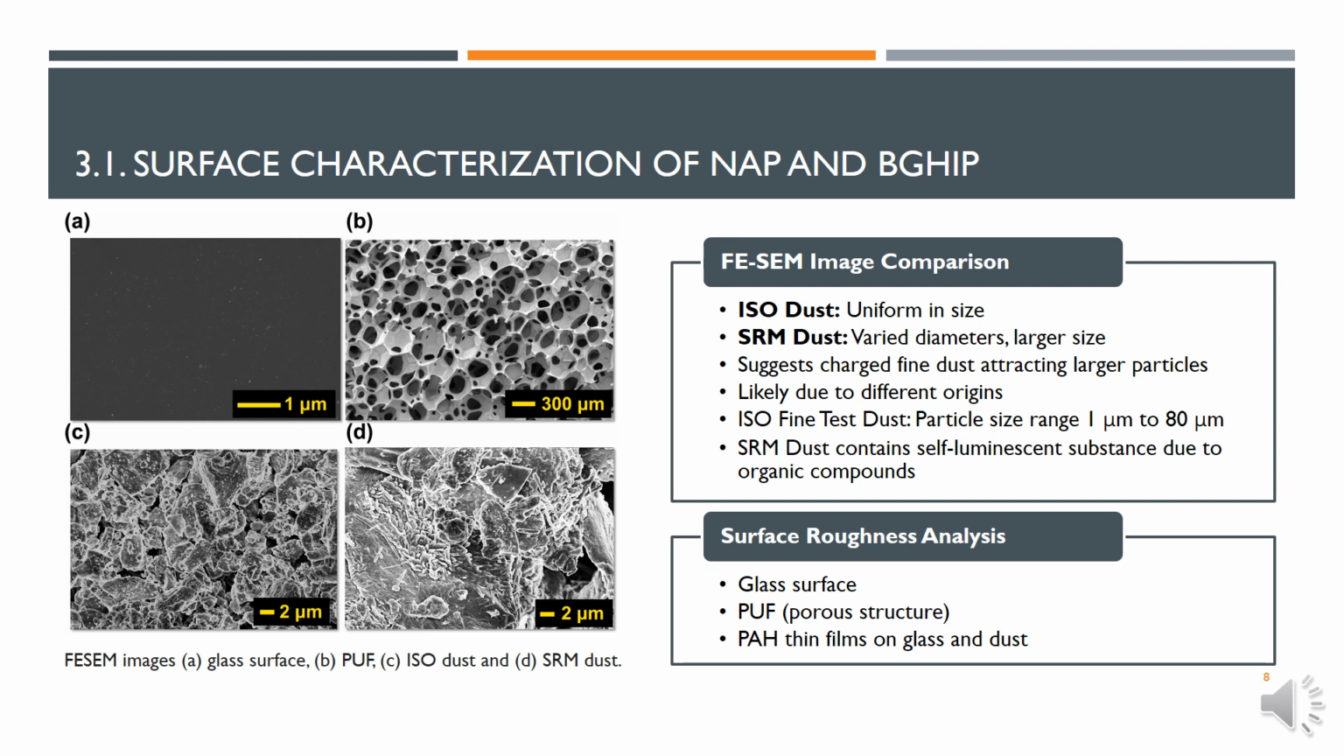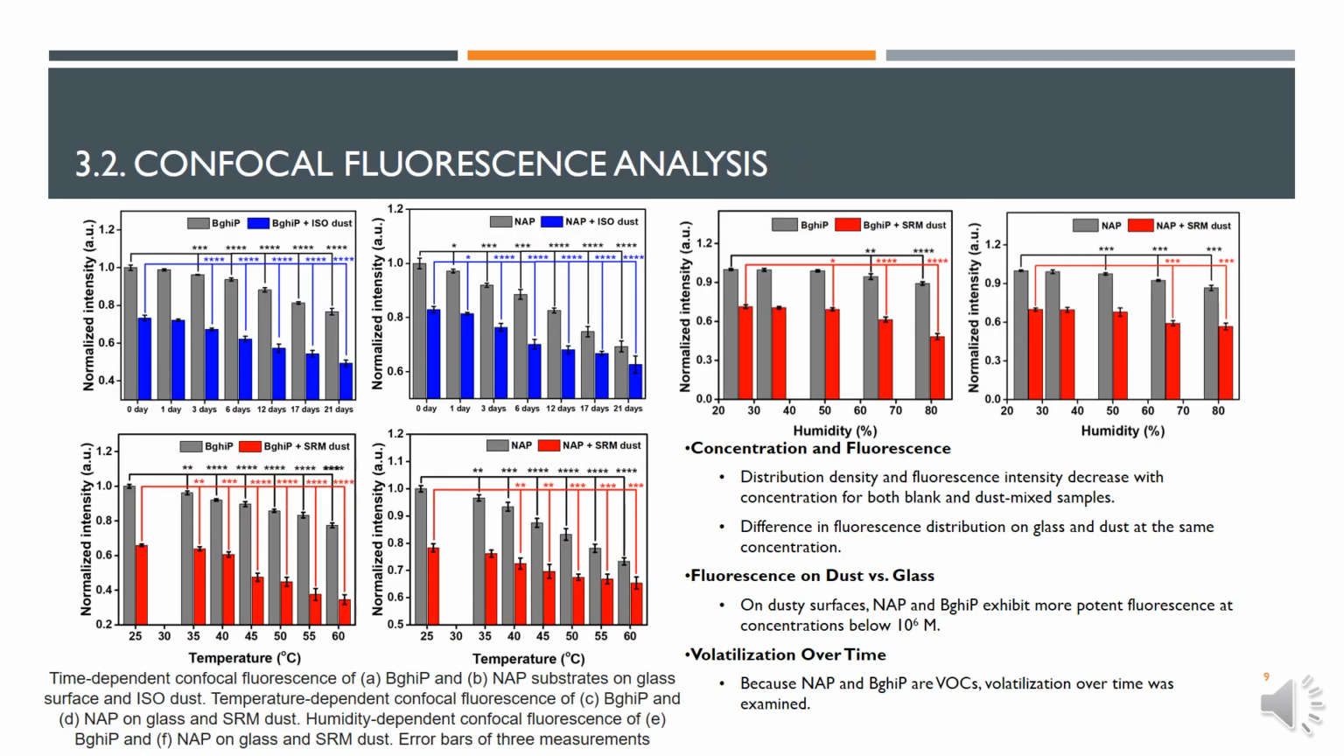Surface profiling assessed the surface roughness of glass, PUF, and PAH thin film on glass and dust surfaces, revealing a porous structure in the PUF and enhanced absorption. We investigated the dynamic behavior of naphthalene and benzopyrene on both glass surface and dust using confocal fluorescence microscopy, assessing concentrations ranging from 10 to the power 3 to 10 to the power 8 molar for both compounds.